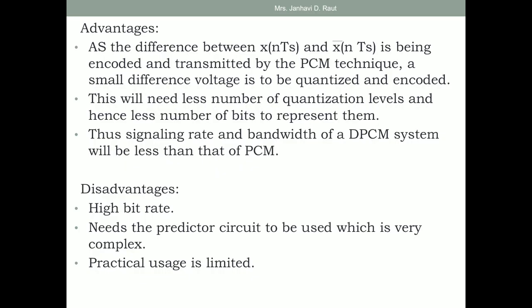Advantages of DPCM: as the difference between signals is being encoded and transmitted by PCM techniques, a small difference voltage is to be quantized and encoded. This will need fewer quantization levels and hence fewer representation bits. Thus, the signaling rate and bandwidth of a DPCM system will be less than that of PCM. Disadvantages: high bitrate, needs the predictor circuit, and practical usage is limited.